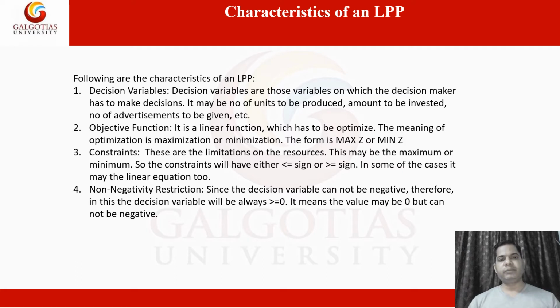So the decision variables are those on which you have to make the decisions. This is a very important and the first point of the characteristics. Then the second point comes as an objective function. In the objective function, since we are studying the linear programming problem, the objective function should be in the linear form.